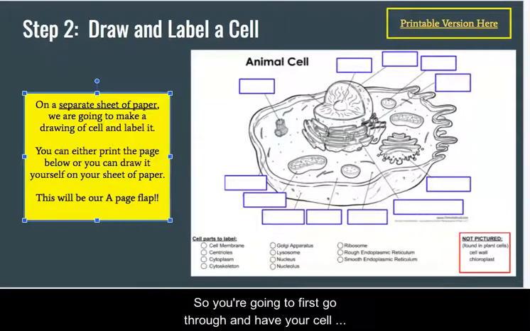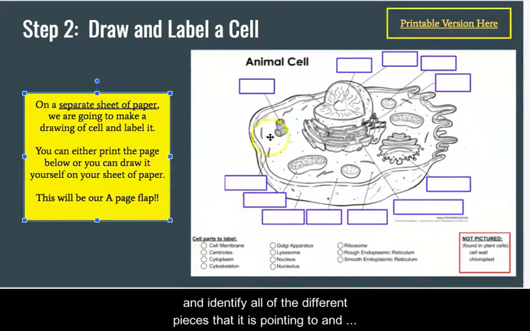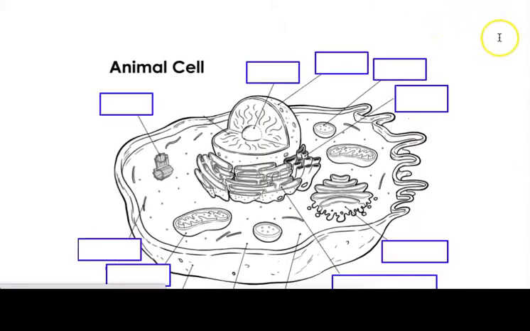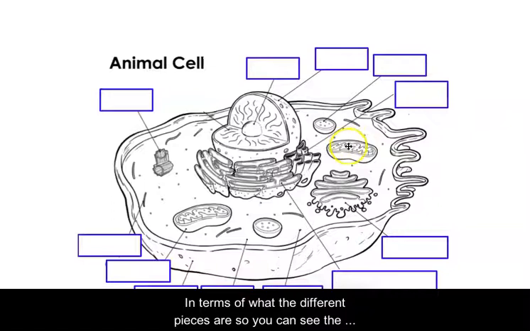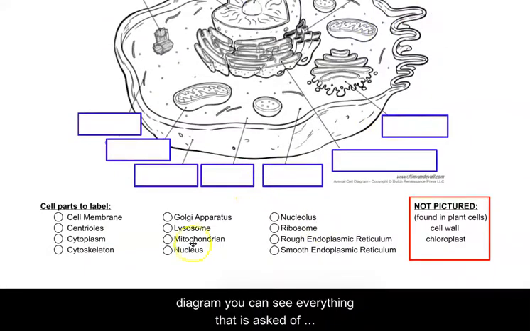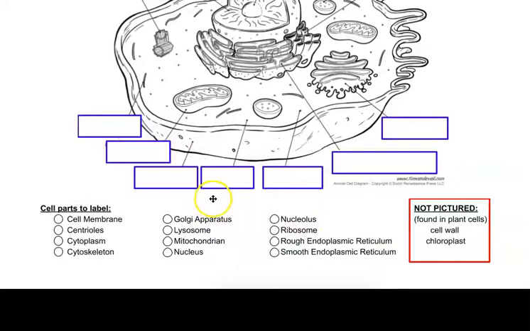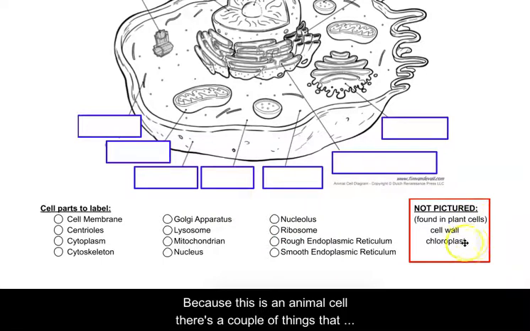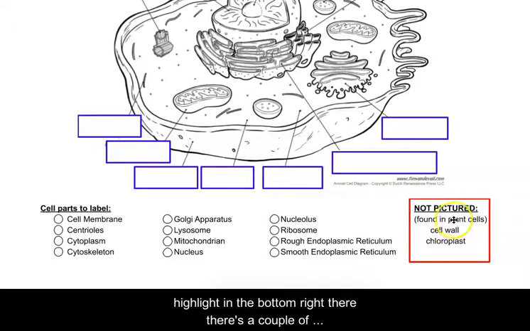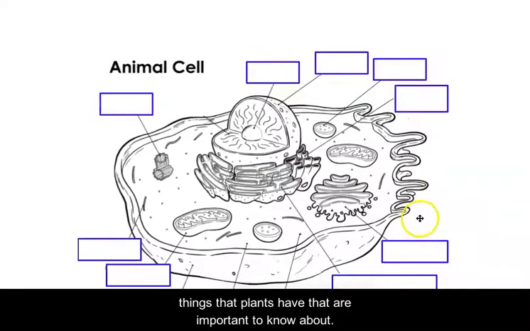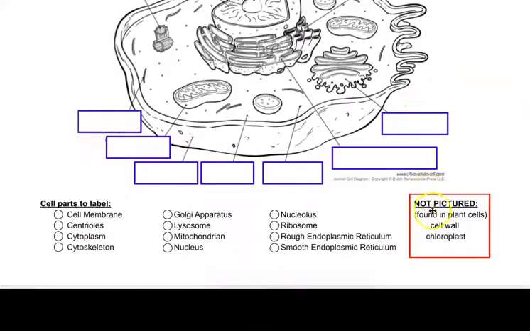So you're going to first go through and have your cell and identify all of the different pieces that it is pointing to. And even if you're not printing it out, I think if you go to the Google Doc version, it's much easier to see in terms of what the different pieces are. So you can see the diagram, you can see everything that is asked of you to label. You'll use everything only once if that helps you. Because this is an animal cell, there's a couple of things that are in plants that are not in animals. So I just wanted to highlight in the bottom right there, there's a couple of things that plants have that are important to know about, but aren't in the animal cell.